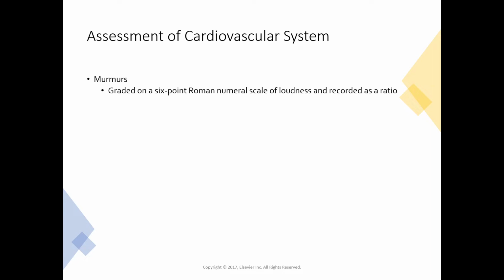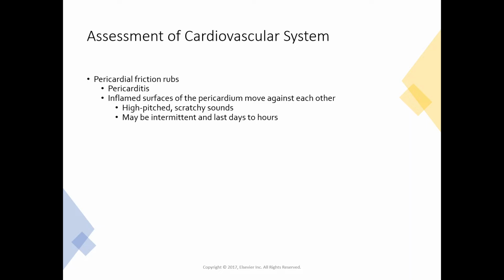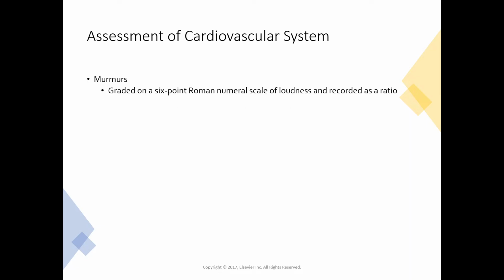Murmurs are graded on a 6-point Roman numeral scale based on loudness, basically from 1 to 6. If it's 1, it's barely audible. Most people will not hear a 1 or a 2. It's very difficult to hear, maybe a cardiologist with a highly trained ear can. But when it gets to a 6, for example, you might be in a really quiet room, and if you put the stethoscope just lifted off the chest wall, you might still be able to hear that. That would be considered a 6 on the 6-point Roman numeral scale of loudness for the murmur.